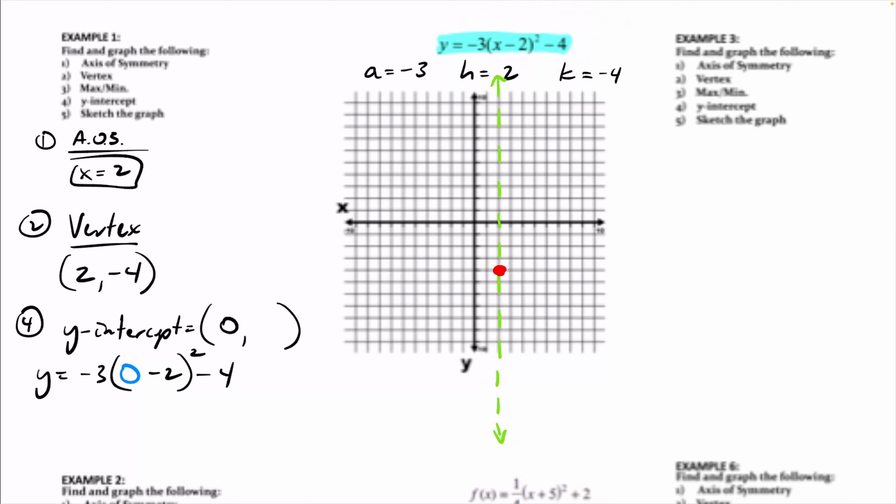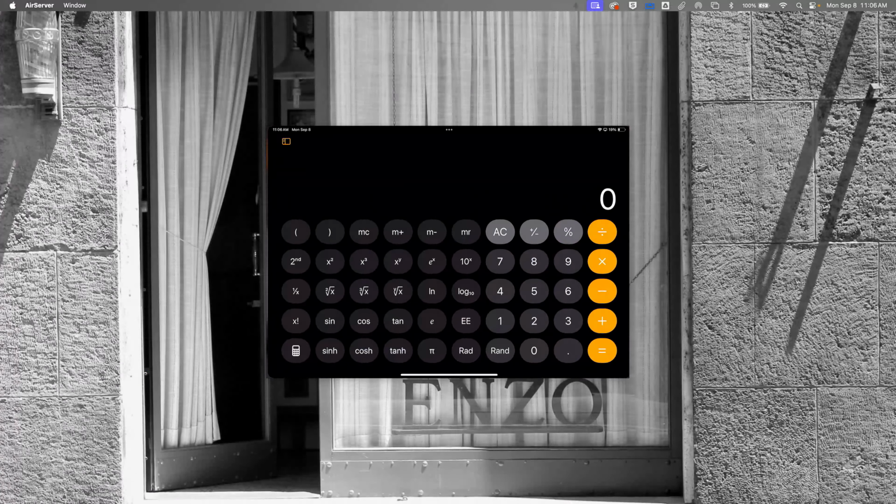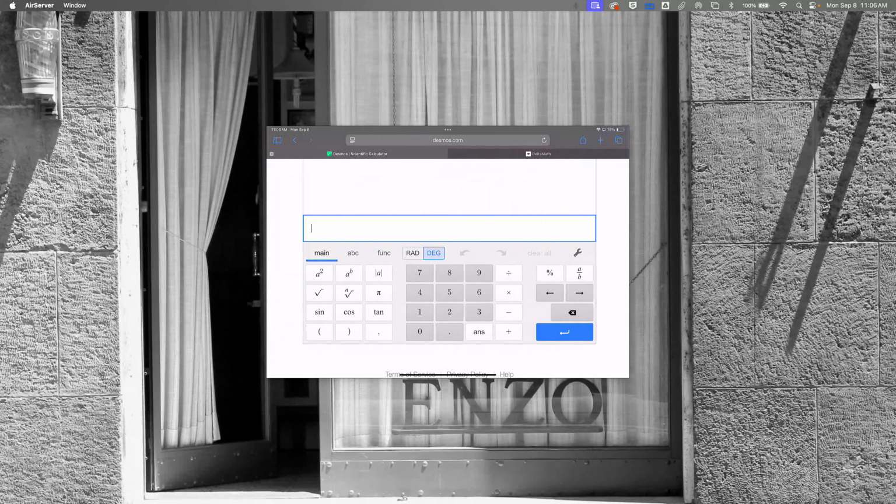Mental math, calculator math, I'm going to show you. If you have the app, if you downloaded it, open it up. If you didn't, it's okay. I'm going to show you how to use it. It's the Desmos scientific app. So I'm going to put that in my calculator, this calculator here.